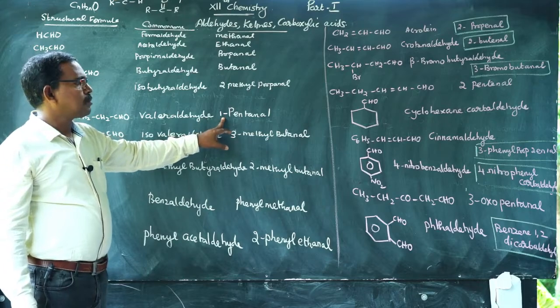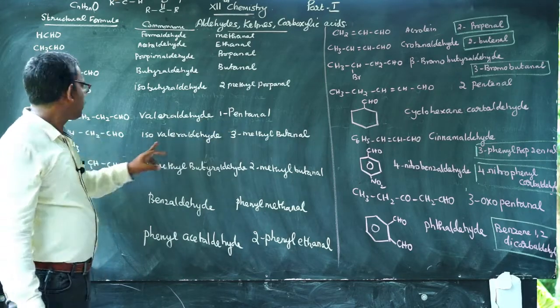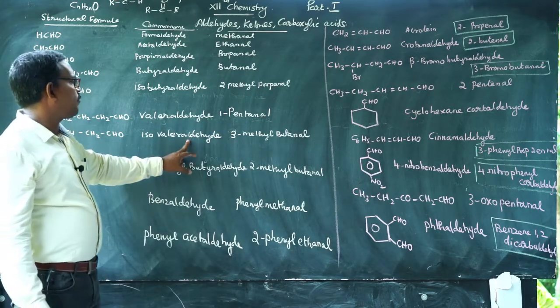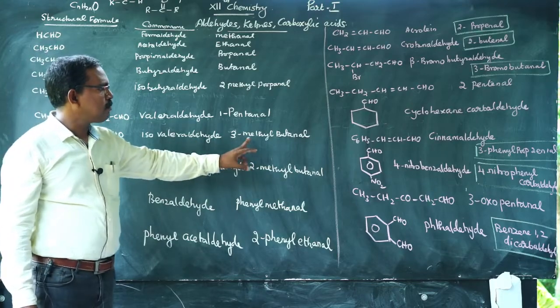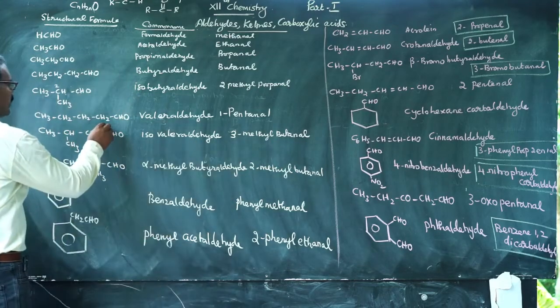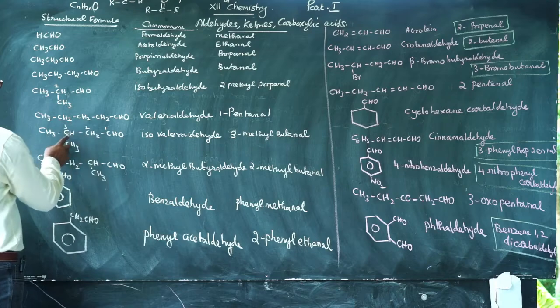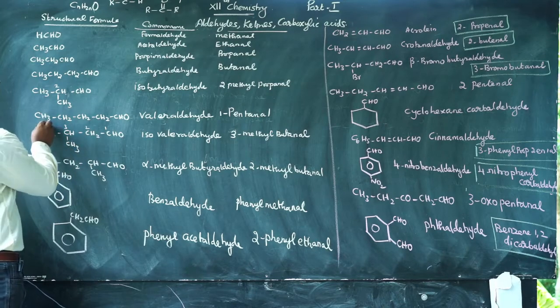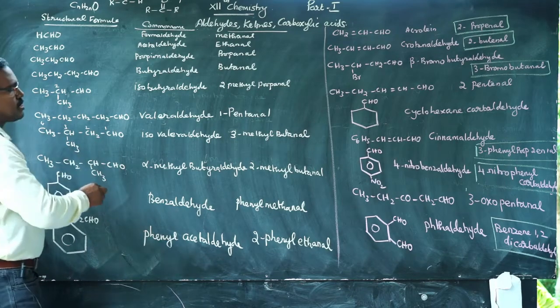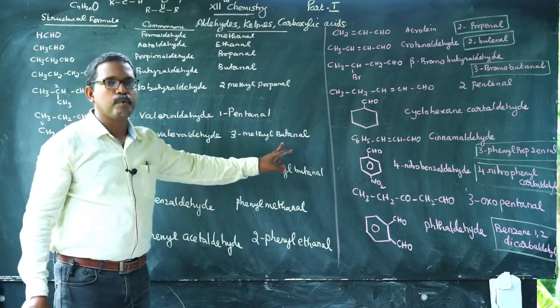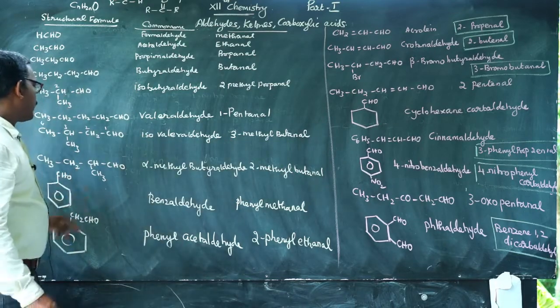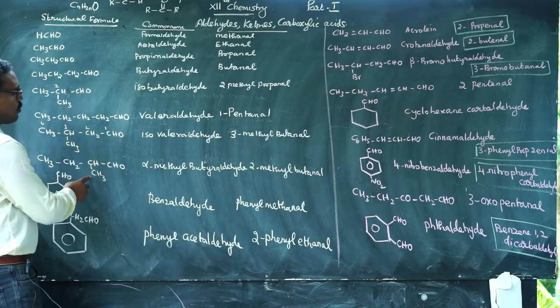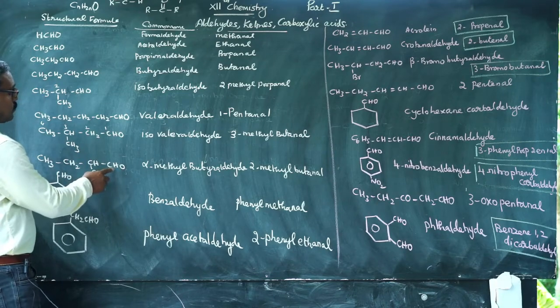The compound with carbon number 5, the aldehyde is called valeraldehyde, and its IUPAC name is pentanal. Isovaleraldehyde is 3-methylbutanal. Here carbon number 1, 2, 3. On the third carbon a methyl group is attached. Therefore, 3-methylbutanal. And this is another isomeric form of valeraldehyde.